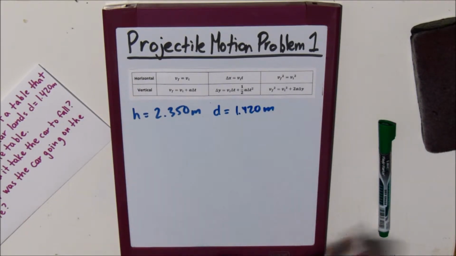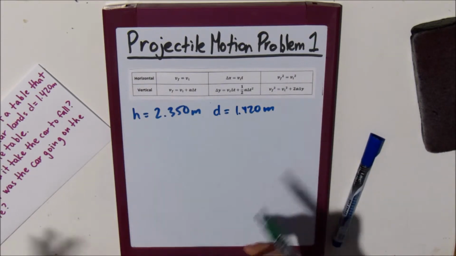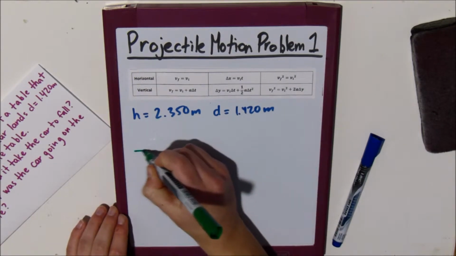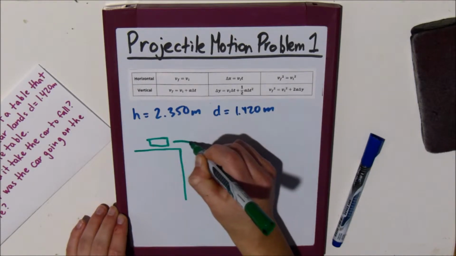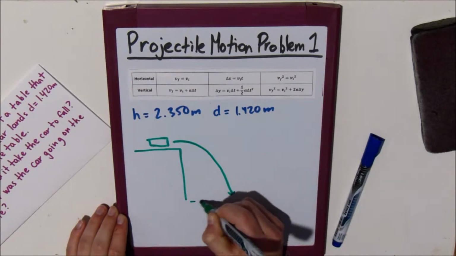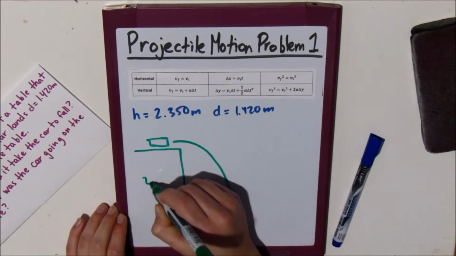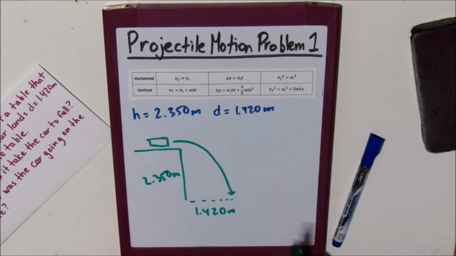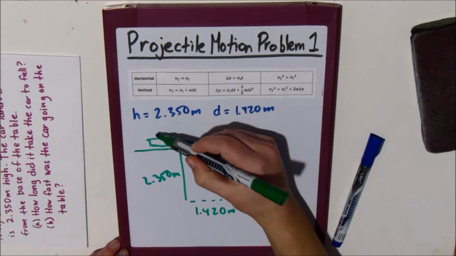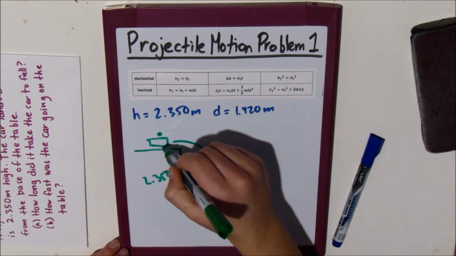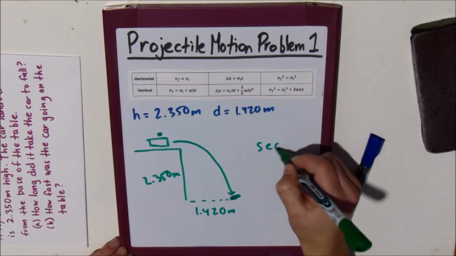So why don't we draw a nifty little diagram? Because I find that diagrams always help me visualize things and really sort of understand what I'm trying to solve for. So let's say this is our table. Here's our little car. It's traveling this way, and it's going to fall somehow like this. So this distance here is 1.42 meters. And our height is 2.350 meters, right? So what we're trying to solve for is how long did it take for the car to fall, from this position to the ground, right? So in seconds.